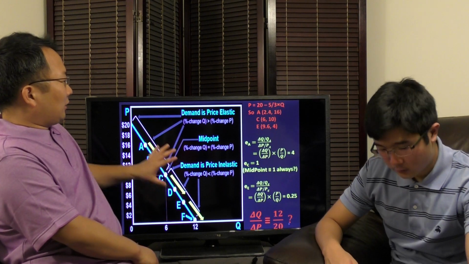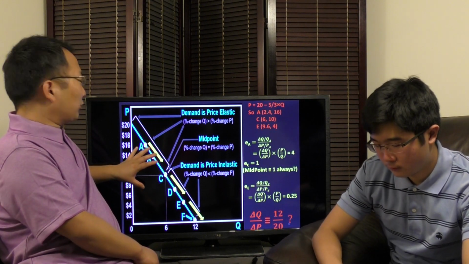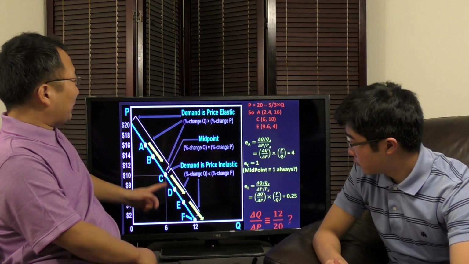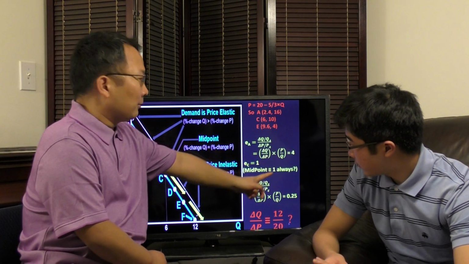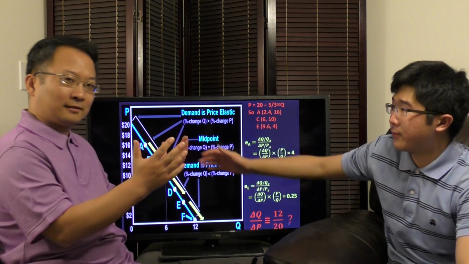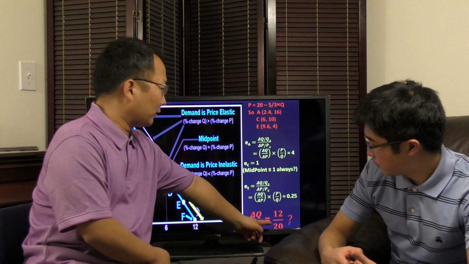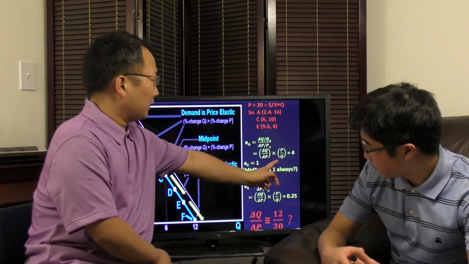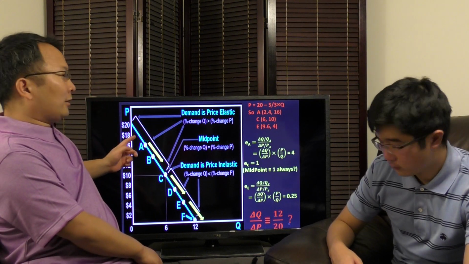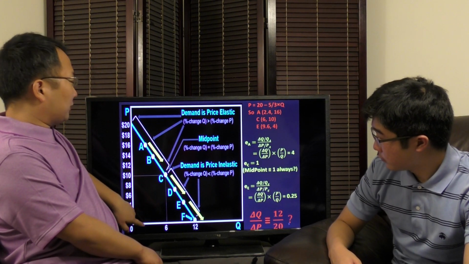From this graph, it's simple to see that the elasticity at each point is actually dictated by P divided by Q, because delta Q divided by delta P is constant on a straight line. In this case it's always 12 over 20. So the trick is really P divided by Q. In the upper half, you can see P is high and Q is low.